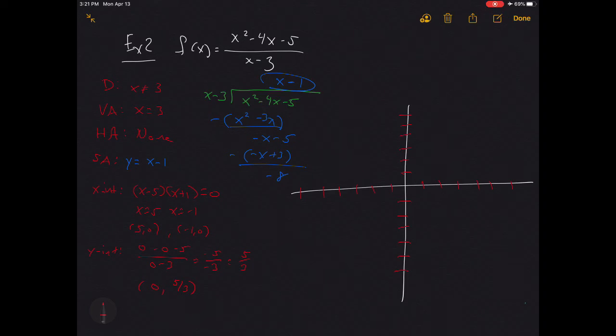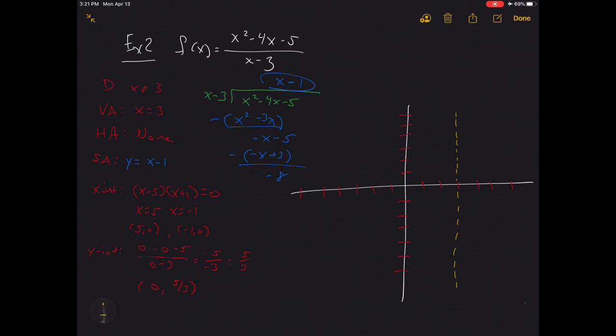Okay, first thing we should graph are not the intercepts, the asymptotes. So x equals 3 is our vertical. X equals 3 is right here, so we're going to make a dotted line vertically. I don't have a horizontal, but I do have a slant. The slant asymptote is y equals x minus 1.